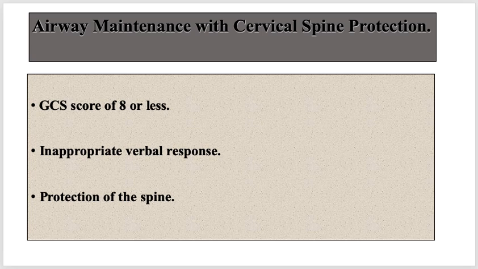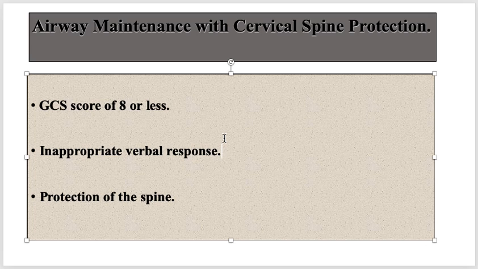Maintaining a patent airway is always the first priority, and this is the most important thing to consider. If the airway is not patent, the person cannot exchange air, which means no oxygen is going inside the body. Over here it's written a GCS score of 8 or less. The Glasgow Coma Scale, if you know what that is, a score of 8 or less. You can look it up on YouTube; there are a lot of videos on GCS and how to perform it.